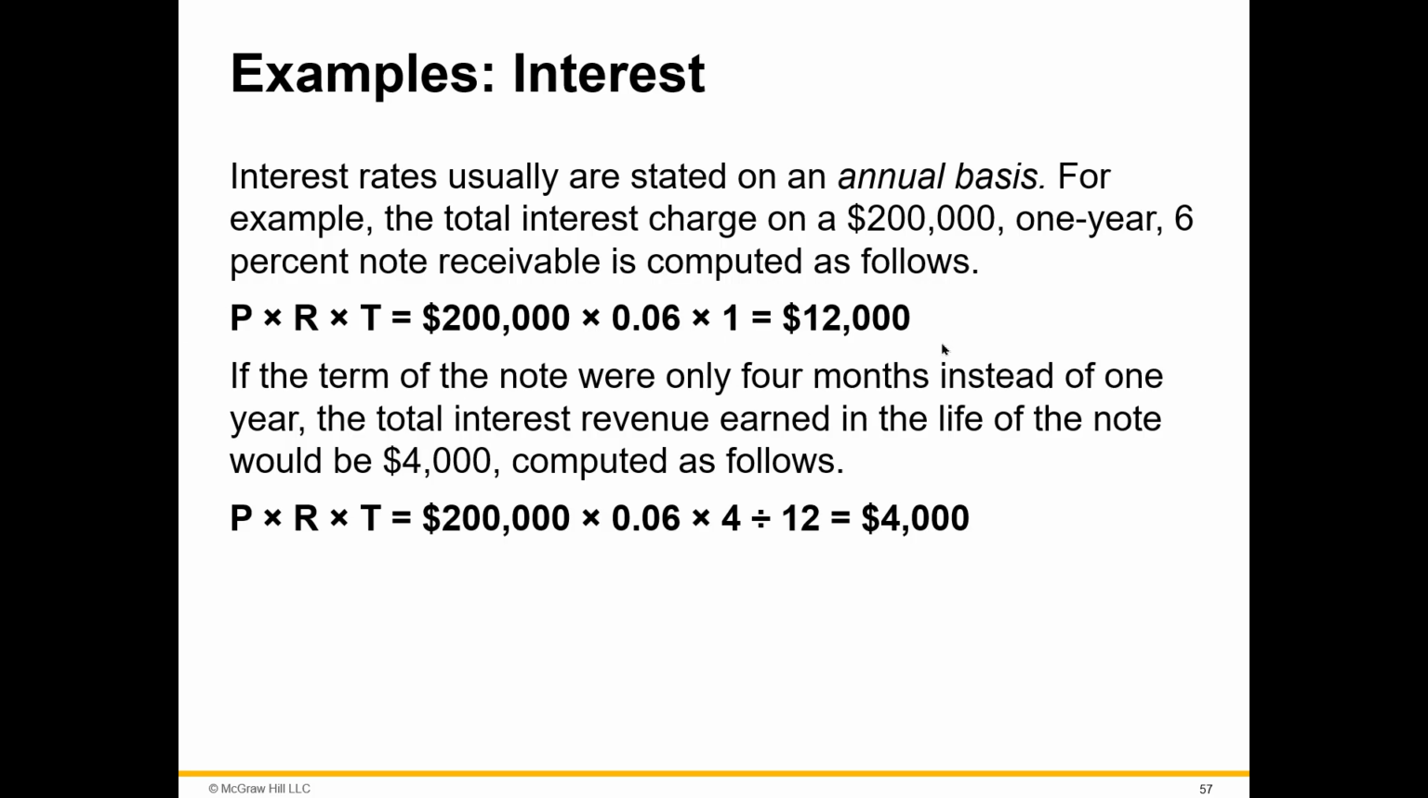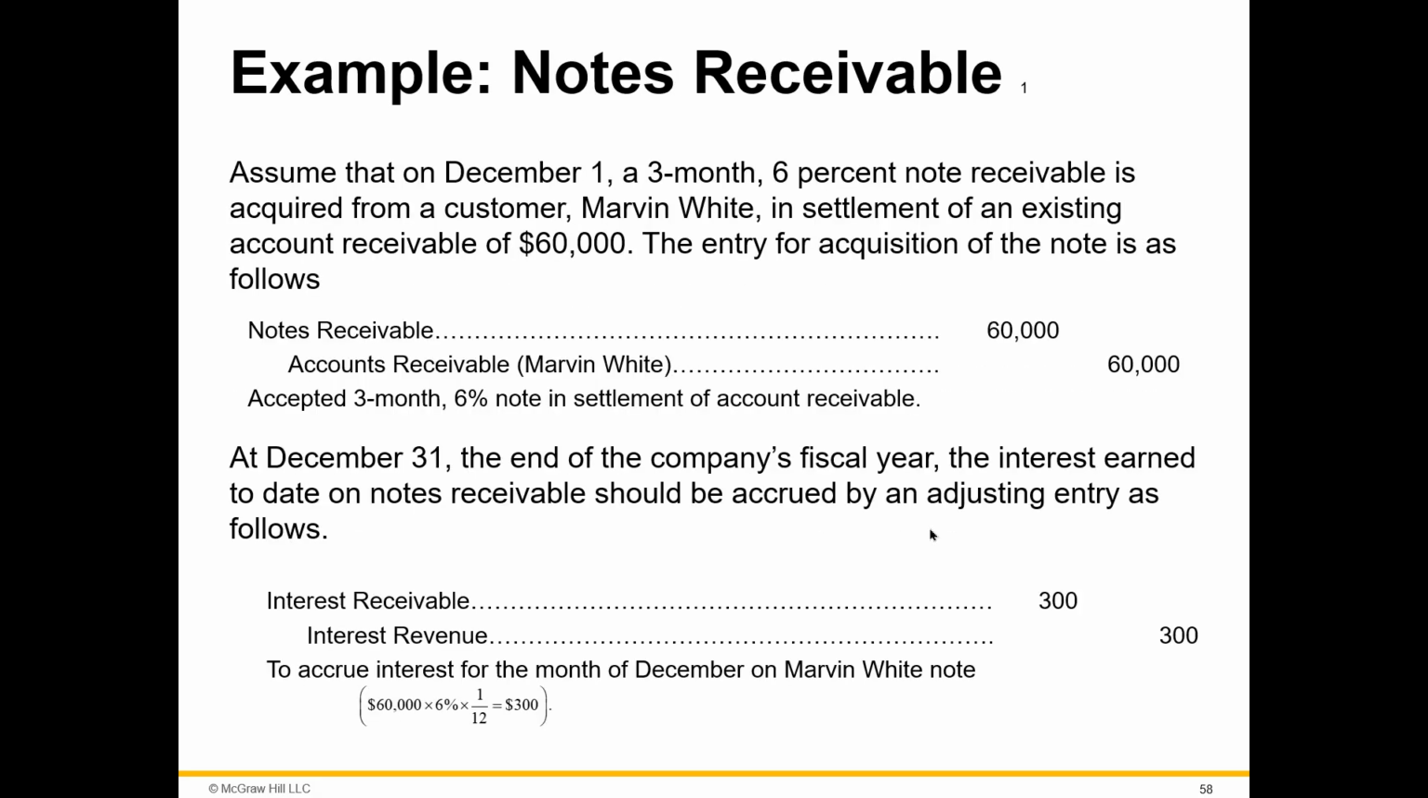Okay, so we can see that. And so this might be for a full year because it's an annual rate. This one might be for 4 months instead of a year. So 4 divided by 12, a third of the year has passed. A third of $12,000 is $4,000. So we can see what that looks like.